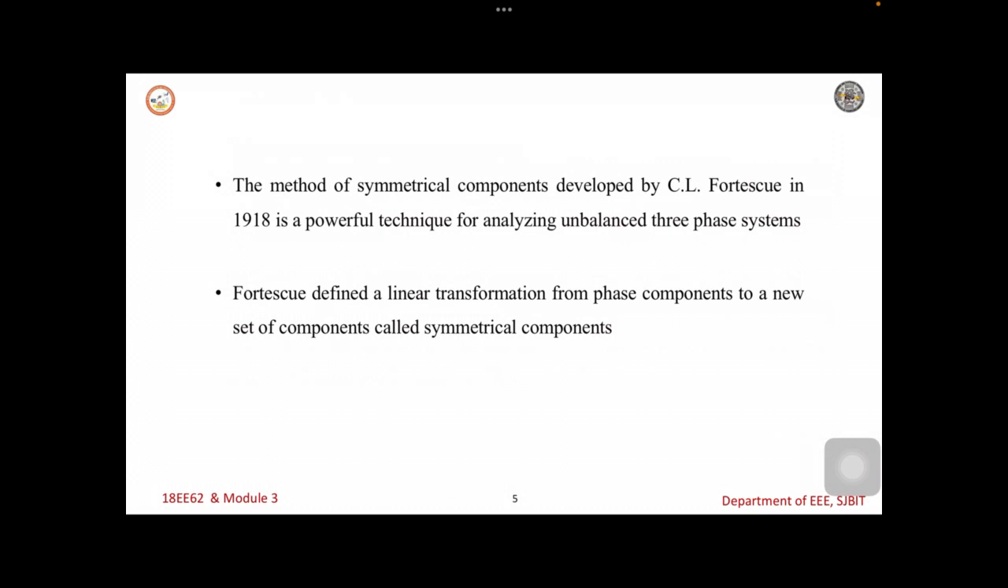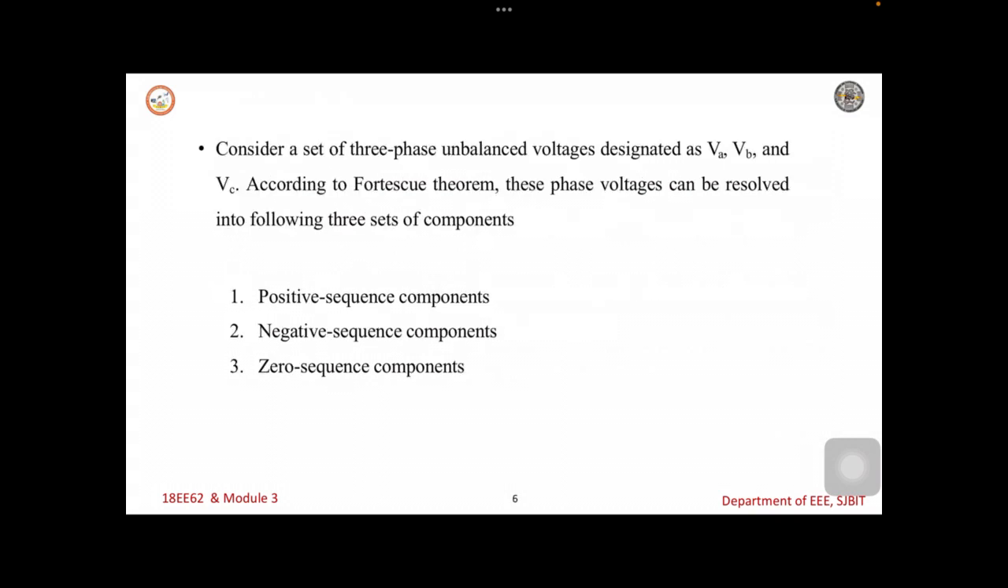The single phase equivalent system method of analysis using single line diagram cannot be applied for analyzing the unsymmetrical faults. So the problem can be addressed with the help of the method given by Fortescue in 1918. This is a powerful technique for analyzing the unbalanced three phase system. Here Fortescue defined a linear transformation from phase components to a new set of components called symmetrical components.